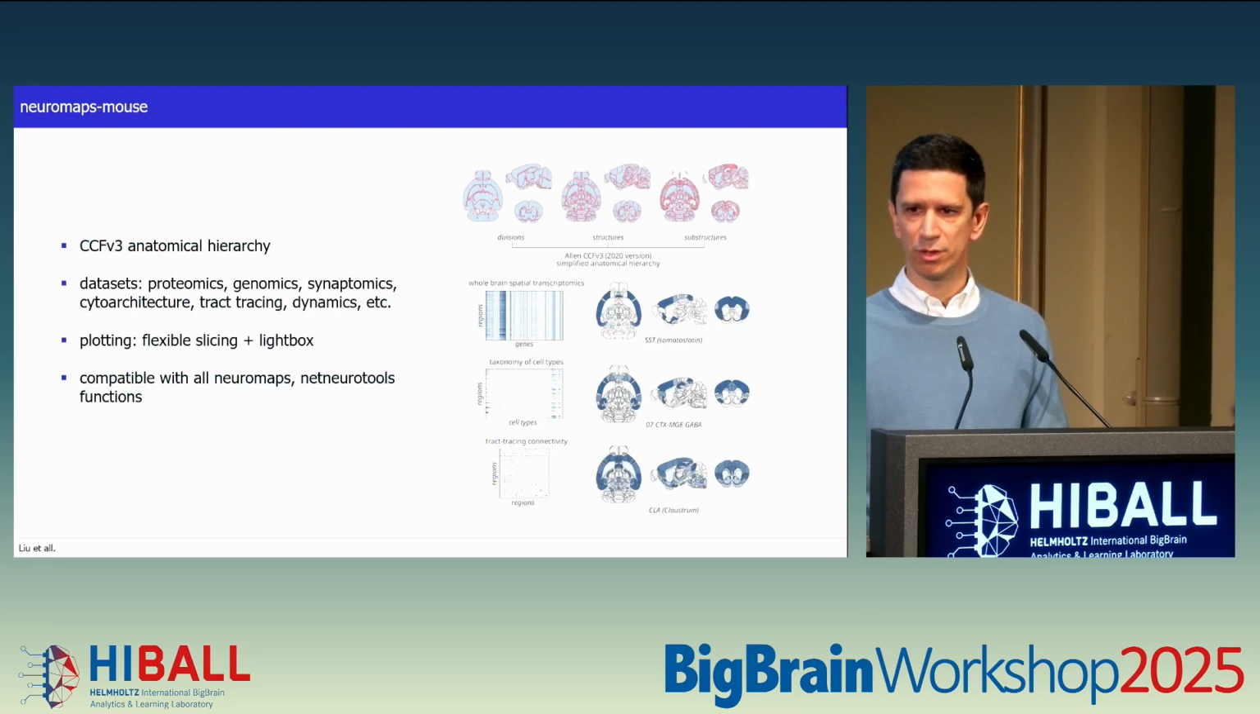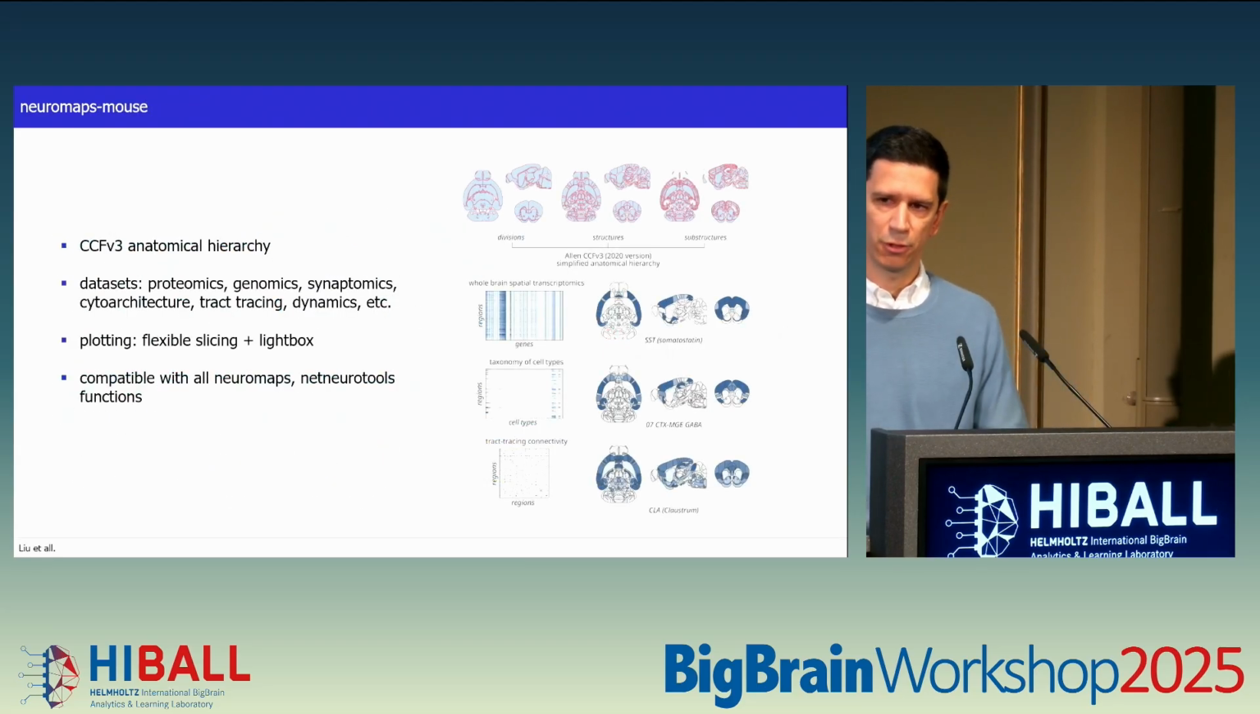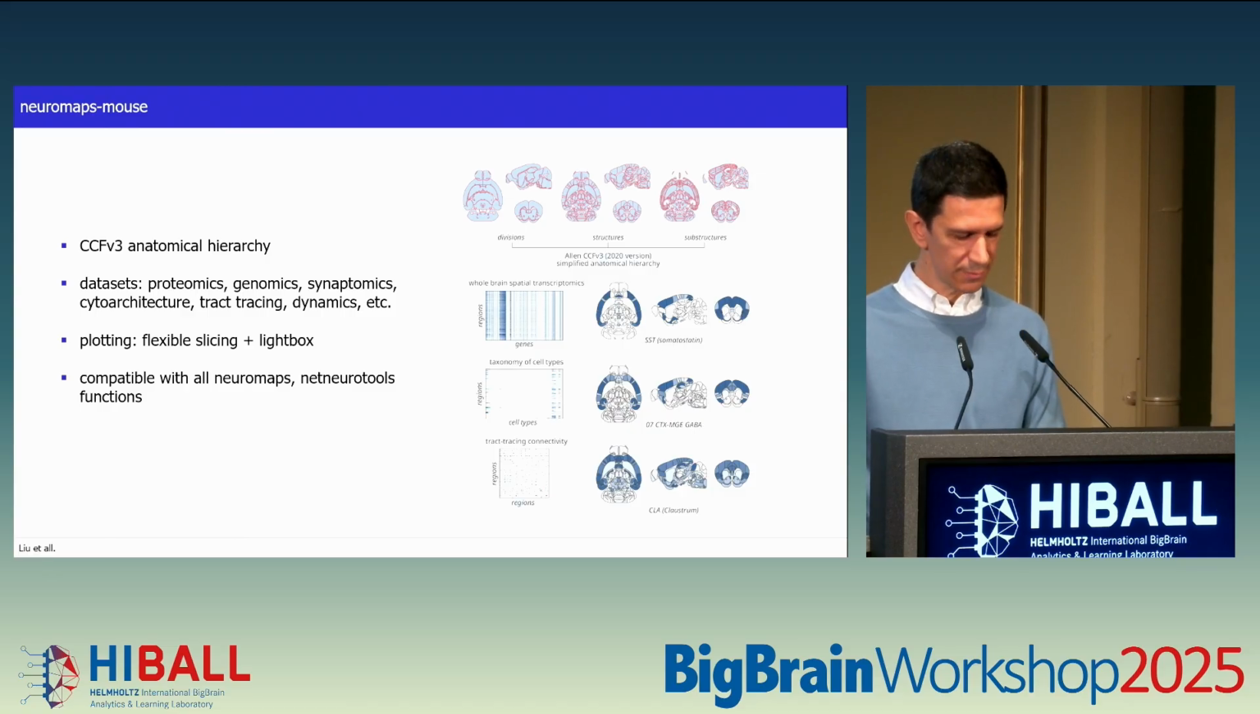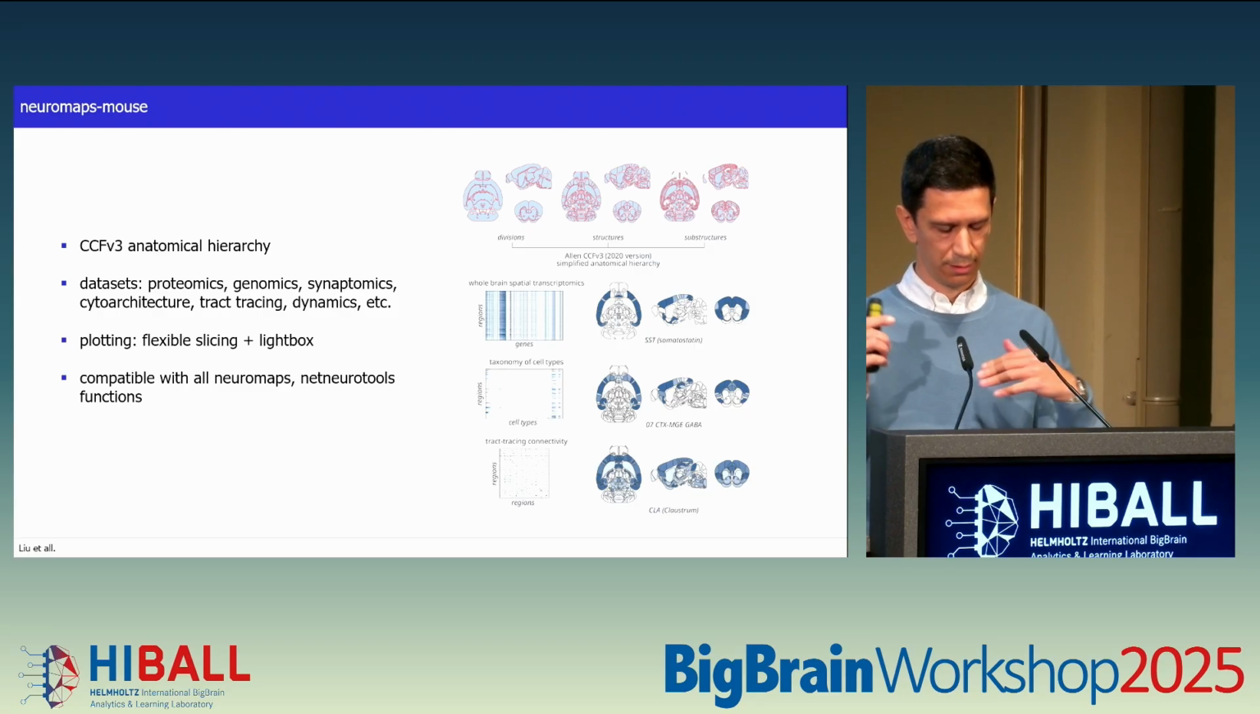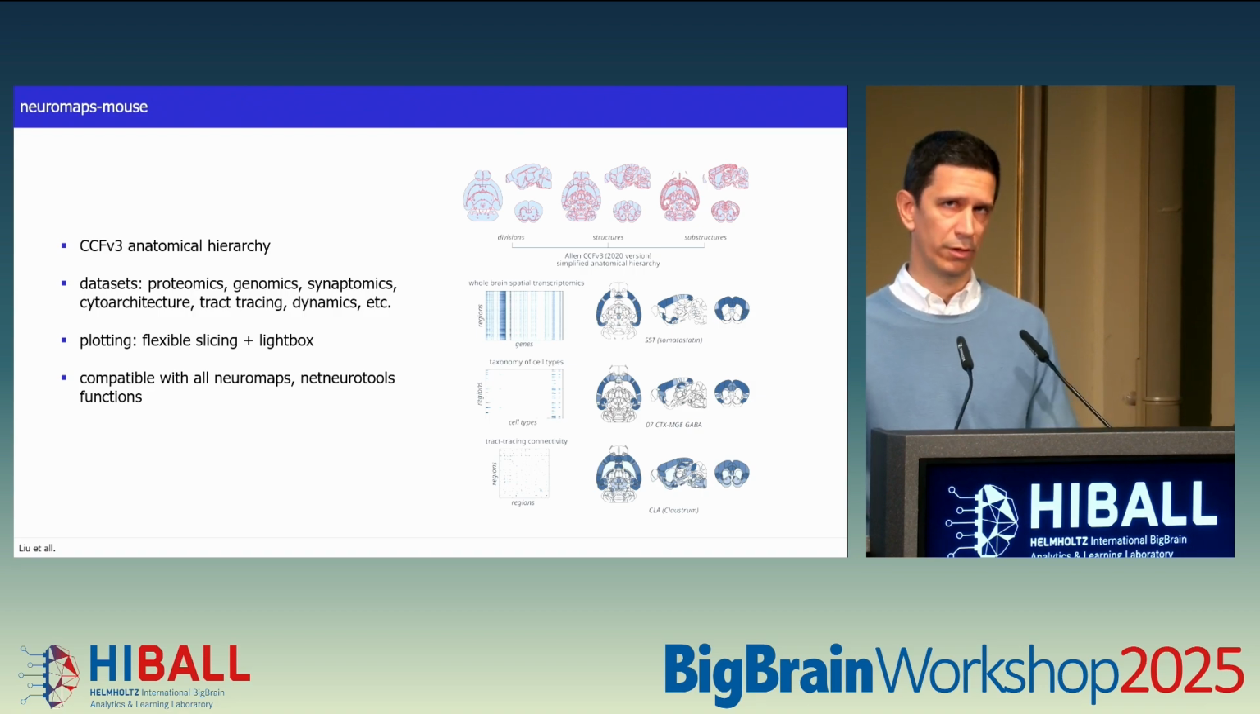I also want to just very briefly mention, because people might not know this, that we have a fully functioning prototype for NeuroMaps in the mouse. And this is really exciting because we now have a pretty good handle on how coordinate systems work there and how the hierarchy of different regions should be organized. We have lots more data sets, things that we don't necessarily have in the human. We have ways of actually plotting things as well, and it's compatible with all of the functions that we've put out in the past.